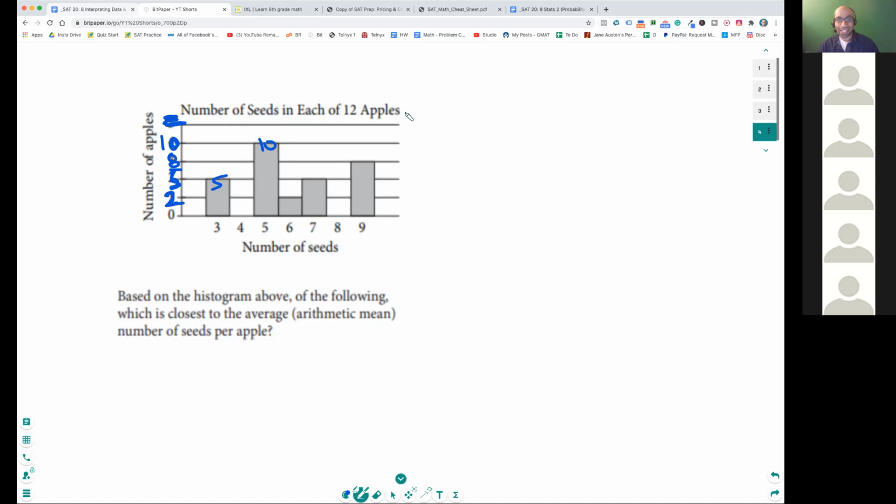What's being shown is, for people for whom this is new, the number of seeds in each of these apples. So there are 5 apples here. You can literally think about them like this. Each of them has 3 seeds. Now there are 10 apples here, which have 5 seeds. 2 apples here, which have 2 seeds. 5 apples here, which have 7 seeds, and 8 apples here, which have 9 seeds. So try to figure it out.